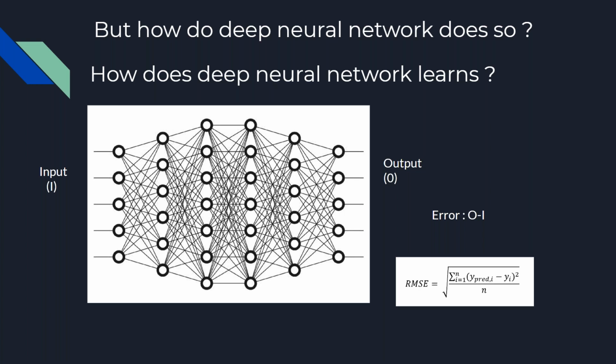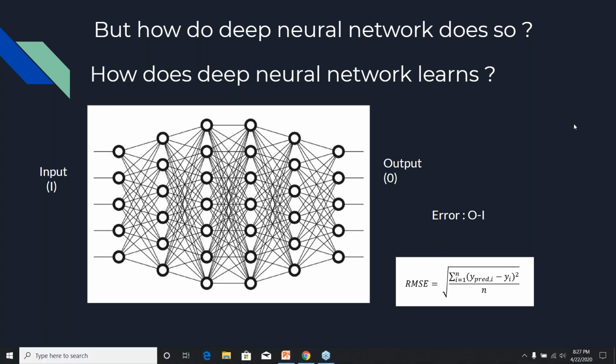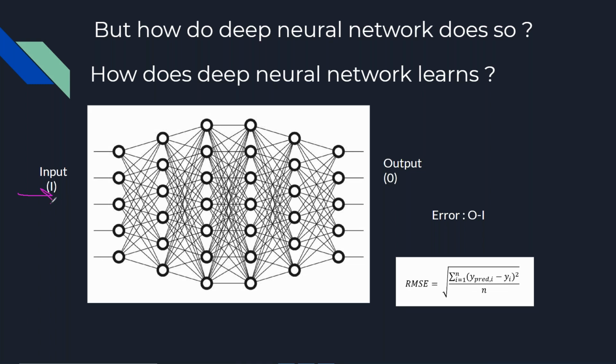So I will briefly tell you how a deep neural network does so. We are giving some input to our model. It's predicting output, right? Now our neural network model will find out the error in the model. There will be some error, right? That error will be output minus input.